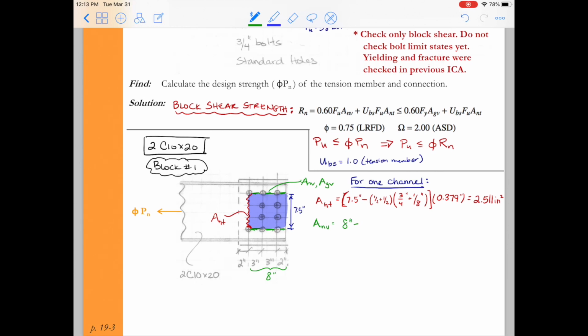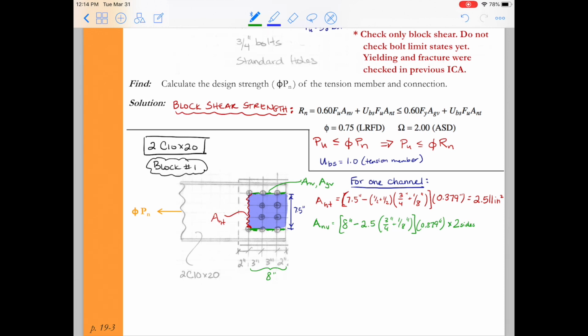All right, I'll repeat this process for the net shear area. So in total length, the net shear area is 8 inches long. And now I'm going to subtract out 2.5 bolt holes. If we look at the green surface, it goes through 2.5 bolt holes along one of those lines. So I do 8 inches minus 2.5 times 3/4 plus 1/8 of an inch. And then we multiply that by the thickness of the web.